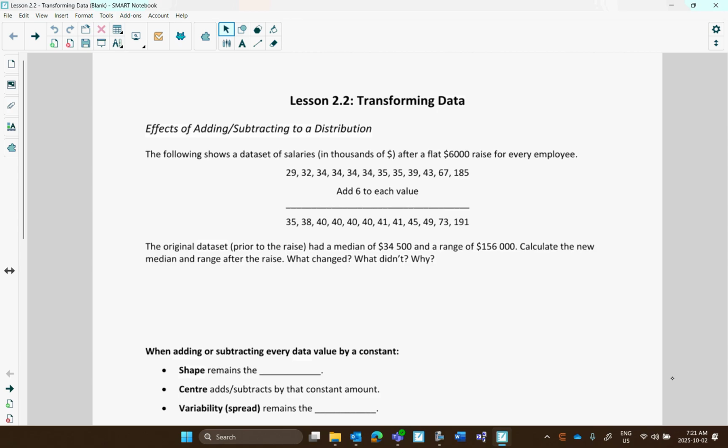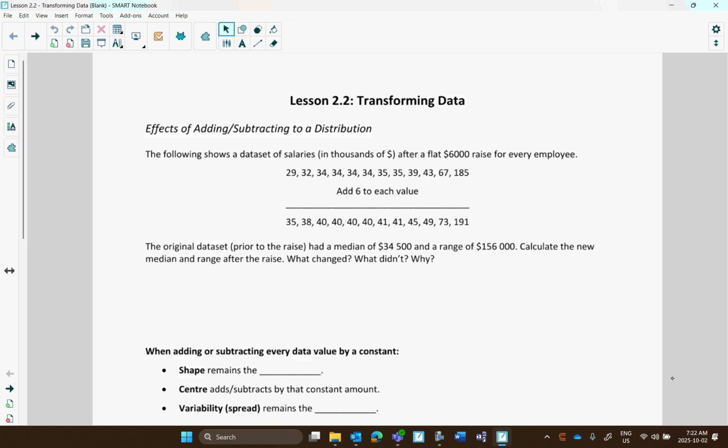So looking at adding and subtracting, we've used this example before. These are the 12 salaries in thousands of dollars that we looked at before. And let's say we take this distribution and we're going to add $6,000 to every data value because every employee got a flat $6,000 raise.